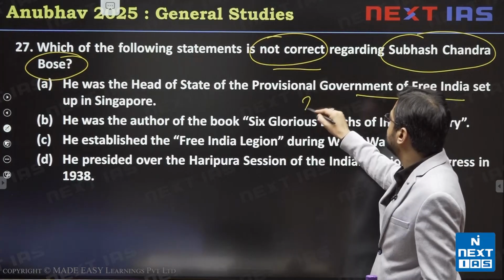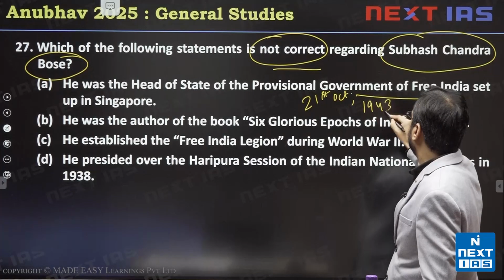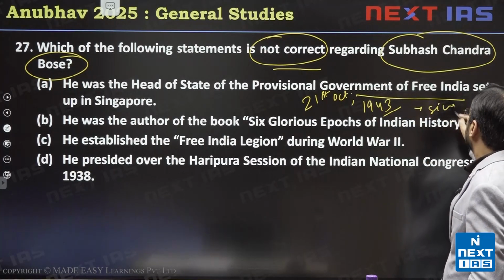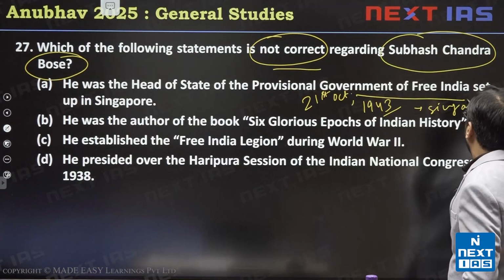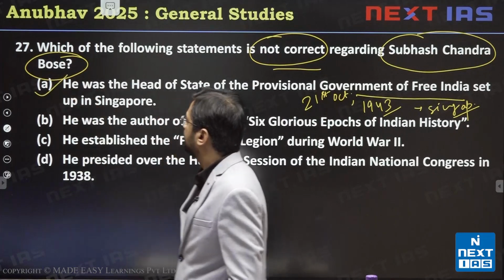So on 21st October 1943, he formed the provisional government in Singapore, and he headed it, right? So that is why the first statement is correct.